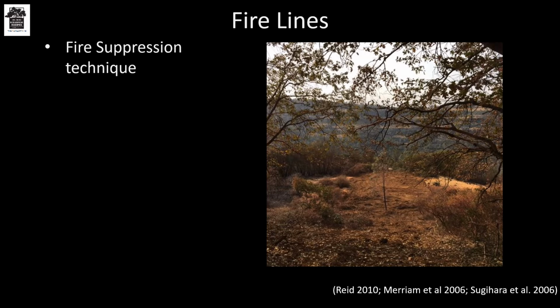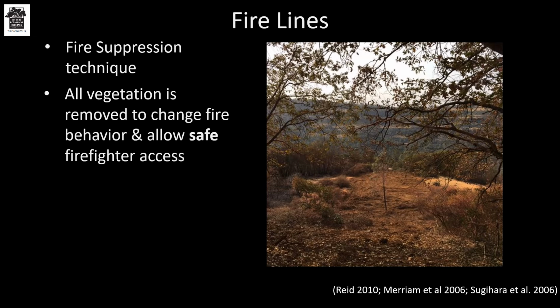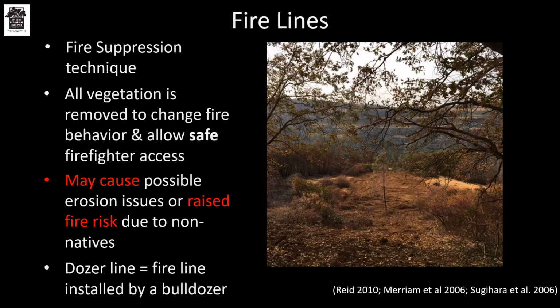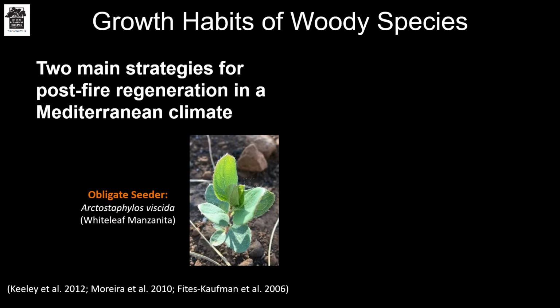Dozer lines or fire lines are a fire suppression technique where all vegetation is removed down to bare mineral soil. This is with the intention of changing fire behavior as well as allowing for safe firefighter access. Issues that can arise include erosion issues as well as a raised fire risk due to non-native invasion. Dozer lines, which we are discussing today, are a type of fire line installed by a bulldozer.